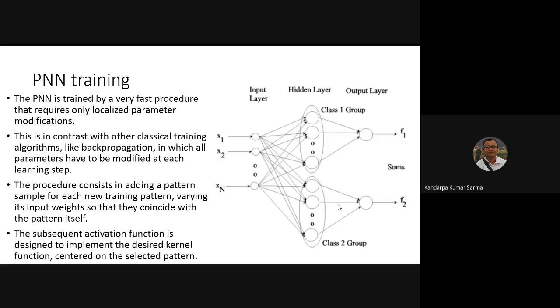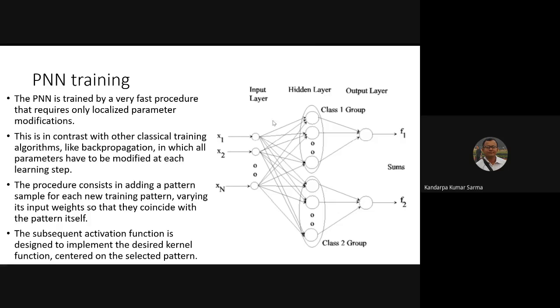The procedure consists of considering a pattern sample for each new training pattern, varying its input weights so that they can coincide with the pattern itself. And the subsequent activation function is designed to implement the desired kernel function centered on the selected pattern.